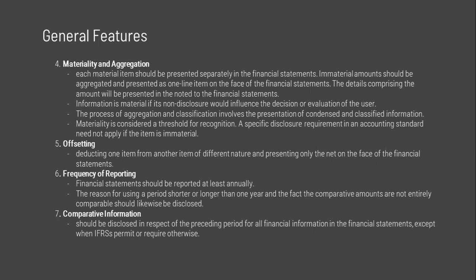The fifth general feature is the offsetting. Assets and liabilities or income and expenses are presented separately and are not offset unless offsetting is required or permitted by an IFRS. Offsetting is permitted when it reflects the substance of the transaction. Examples of these are presenting gains or losses from sales of assets, net of the related selling expenses.